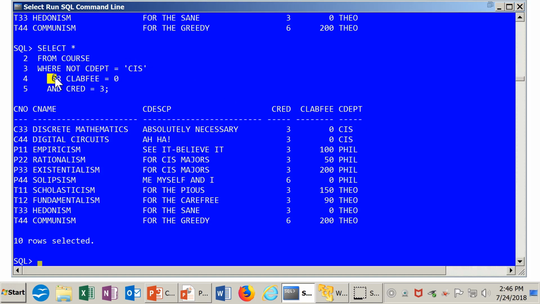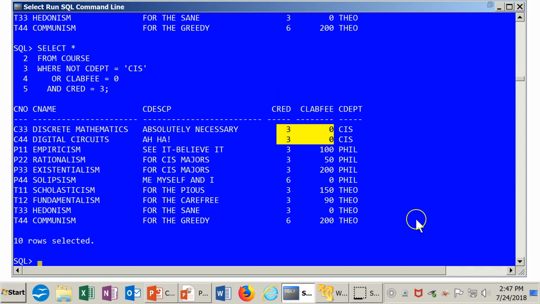Well, the alternative involved testing the lab fee, the credit, and both being true. So, for the non-CIS courses to get in, we don't care what their lab fee and credit is. They're going to get in just by not being CIS. But for CIS courses to enter the result set, both of these conditions must be true. The lab fee is 0, the credit is 3, and sure enough, those 2 CIS rows met those qualifications. That's how they slipped in the door.